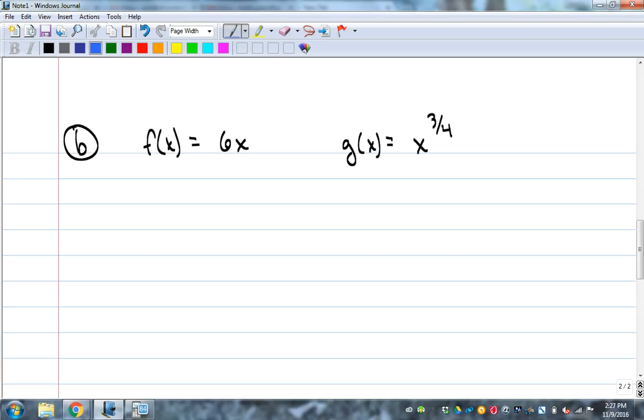6x, are there any red flags on that function? So what's the domain of f? All real numbers, right? And then on this other one, it's got a 3/4 exponent, which is an even root. It's like the fourth root. What kind of numbers can we not take an even root of? Negative numbers. So the domain of this one, y'all said, was all real numbers. And then this one, the domain is x has got to be greater than or equal to 0.